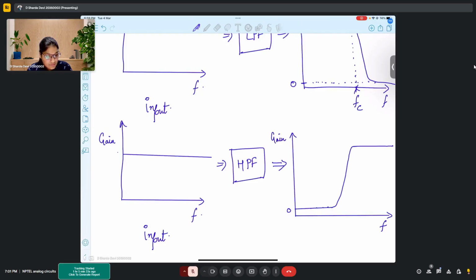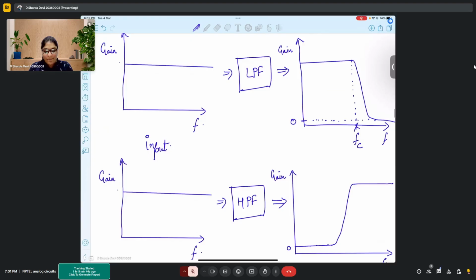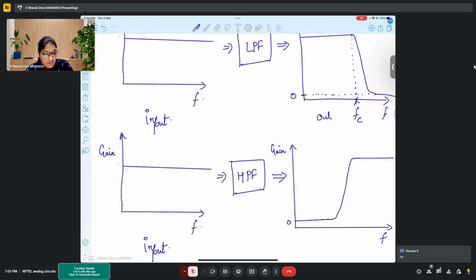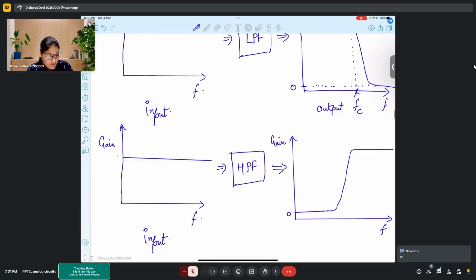Yes, madam. No doubts in this, right? No doubts in low pass and high pass working, right? How we transition from input to output. No doubts, right? Okay.